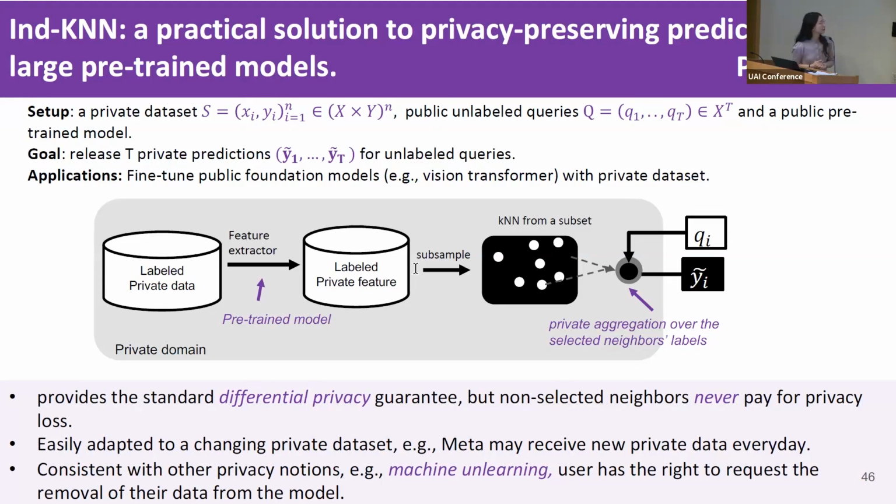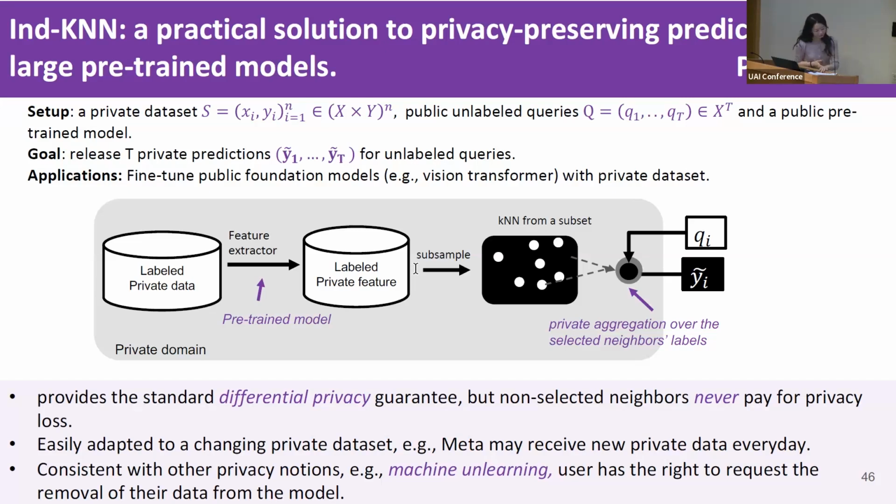Existing work on these problems has to account for privacy for every individual data point in S, and their privacy loss will grow linearly with the length of t. Thus, they cannot answer thousands of queries. Our method addresses these issues by using a new DP technique that ensures that only a subset of private data points has to pay for privacy loss.